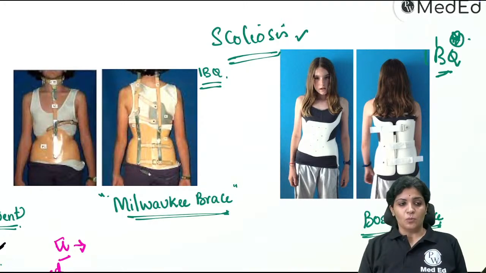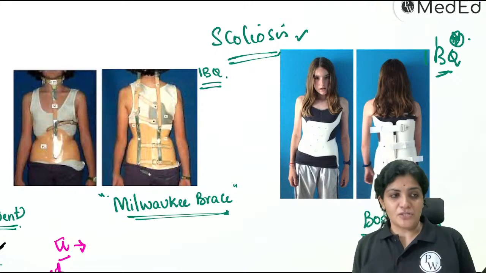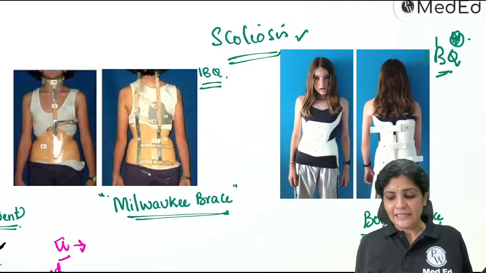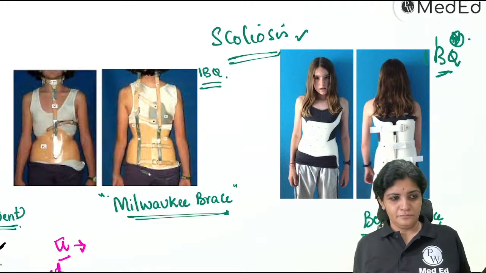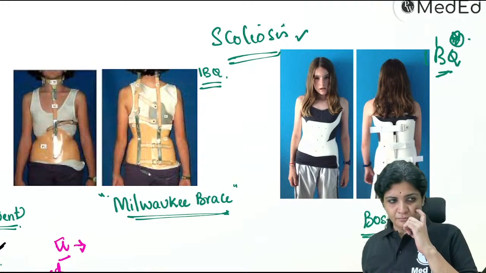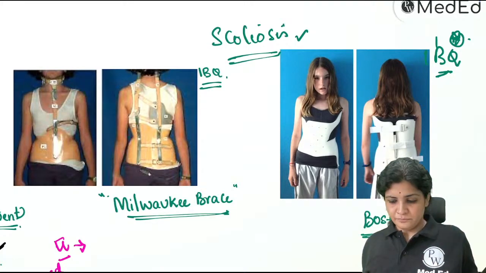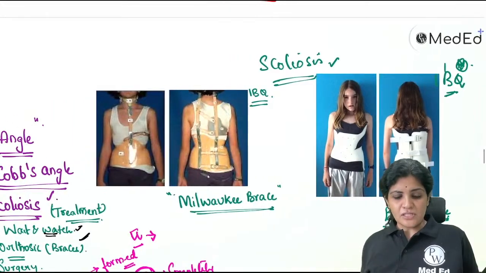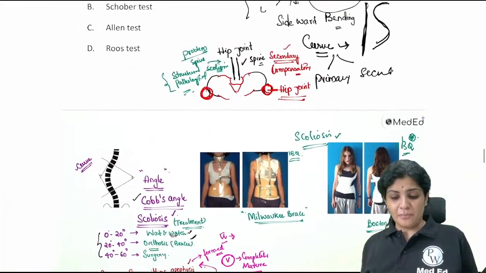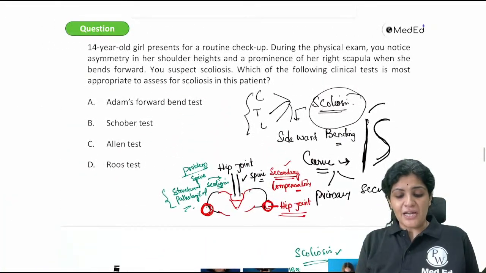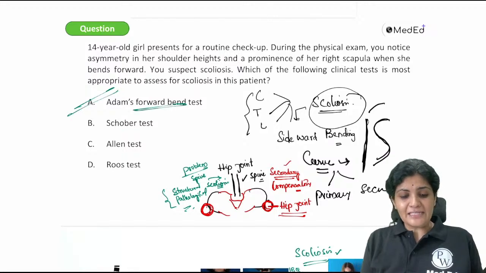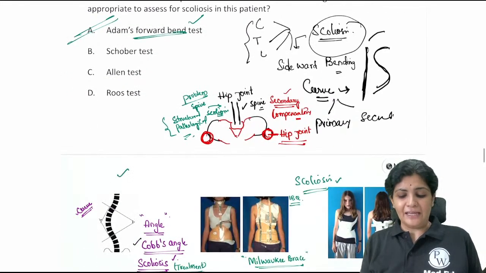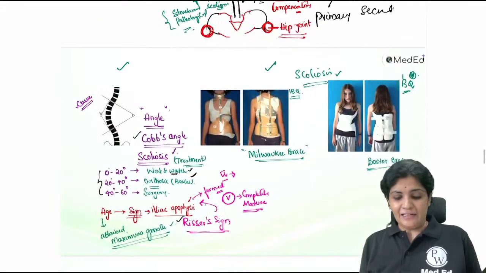Okay. So one is Milwaukee brace. The second one is your Boston's brace. Is that clear? So this is about scoliosis. This is all you have to remember regarding scoliosis. First starting with the Adams forward bend test, then we have dealt with the Cobb's angle, then we have dealt with the braces and the research side.